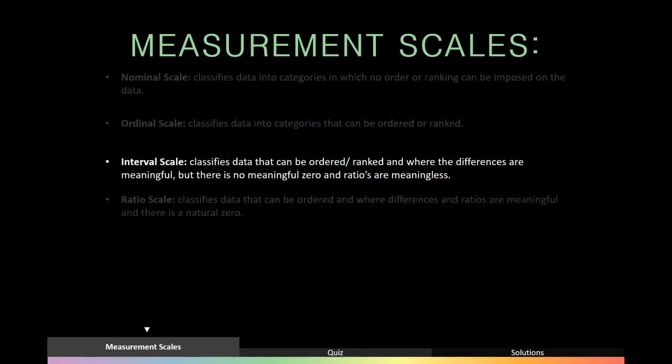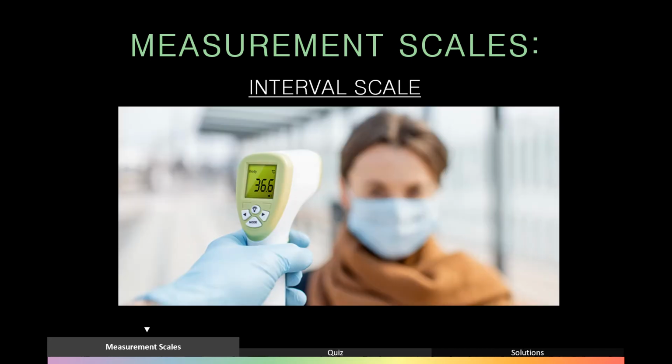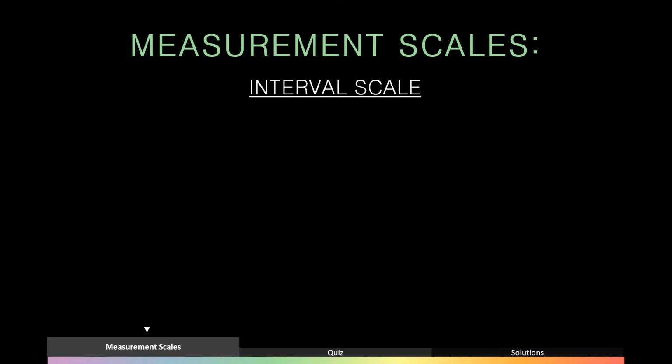Interval scale classifies data that can be ordered or ranked and where the differences are meaningful, but there's no meaningful zero. So our ratios will be meaningless. Now this can be a little tricky to understand, so the best example to use to explain this is the temperature example. Let us assume that we're interested in measuring temperature in degrees Celsius or degrees Fahrenheit, where our temperatures are 21 degrees Celsius, 42 degrees Celsius, and 52 degrees Celsius.